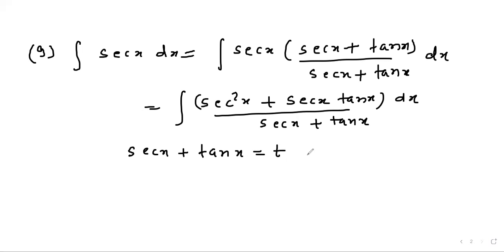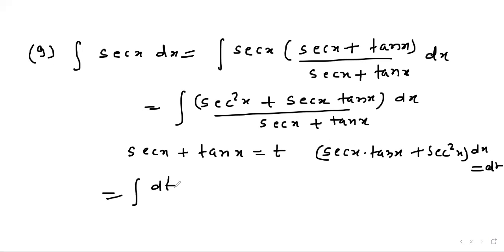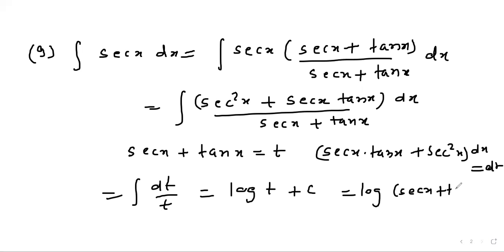Now we take sec x plus tan x equal to t, we differentiate it. So we get sec x tan x plus sec square x times dx equal to dt. So our question will become integration dt upon t, which will give log t plus c, that is log of sec x plus tan x plus c.